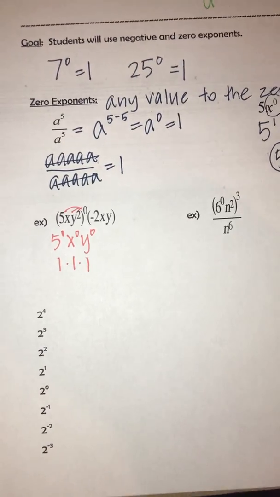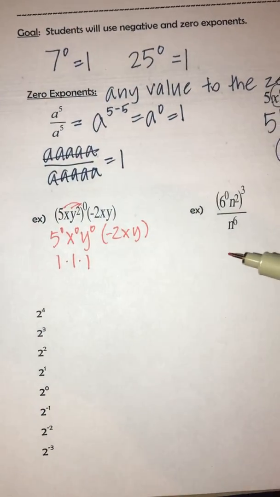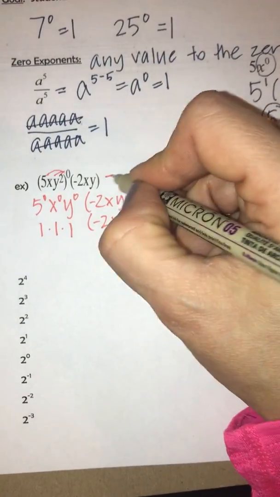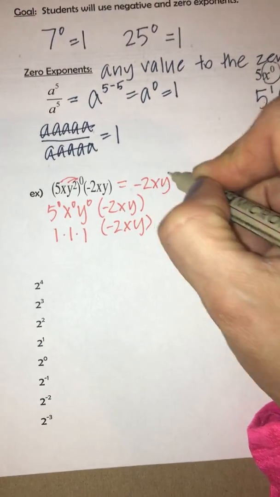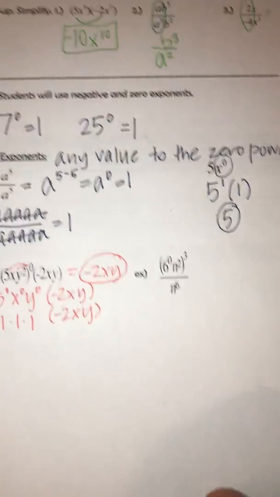So kind of ridiculous to even write them. Don't need to. So I'm multiplying 1 3 times by this. Well, it's just going to equal negative 2xy. Because times 1 isn't necessary to write.